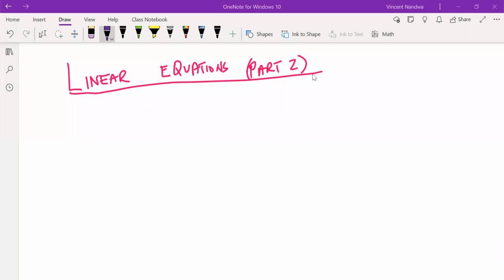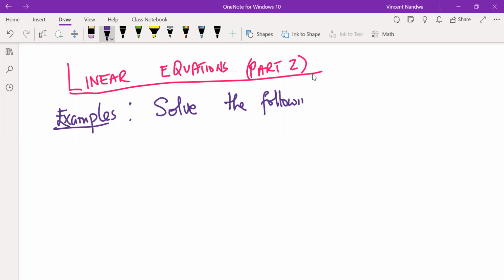Welcome back. So in this session, we are going to solve a series of linear equations in one variable. So let's begin with examples. Solve the following linear equations and check the result.